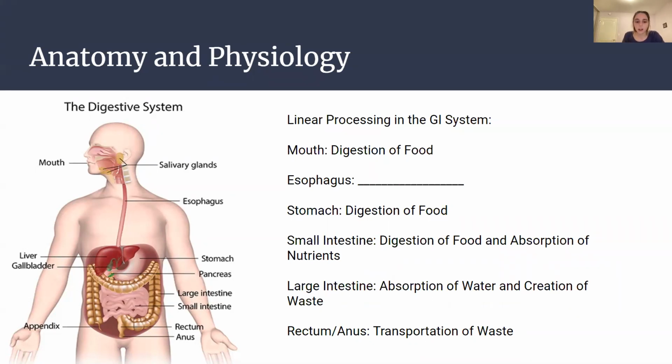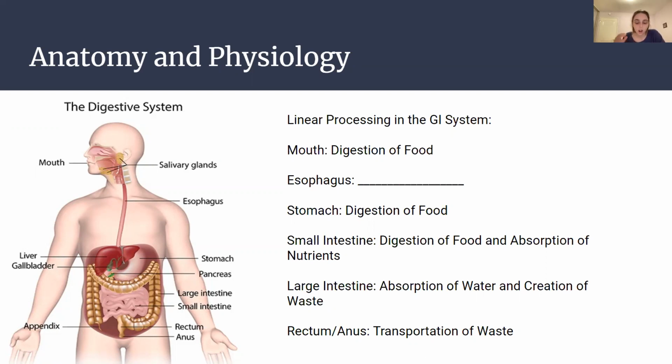And then the esophagus is going to take that chewed up food and transport it down into the stomach, where digestion of food is going to continue to occur. And then once it reaches the small intestine, digestion of food is going to continue as well. And that's actually where the optimal digestion occurs. That's where digestion finishes off, in the small intestine. And that's where the absorption of nutrients is going to begin.